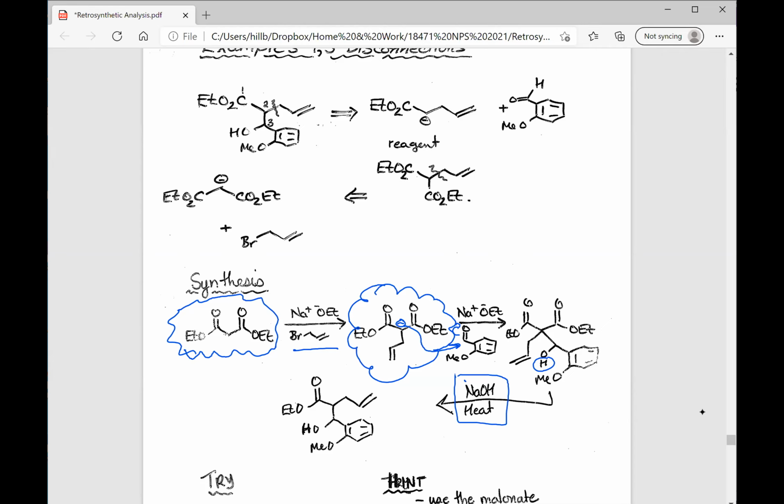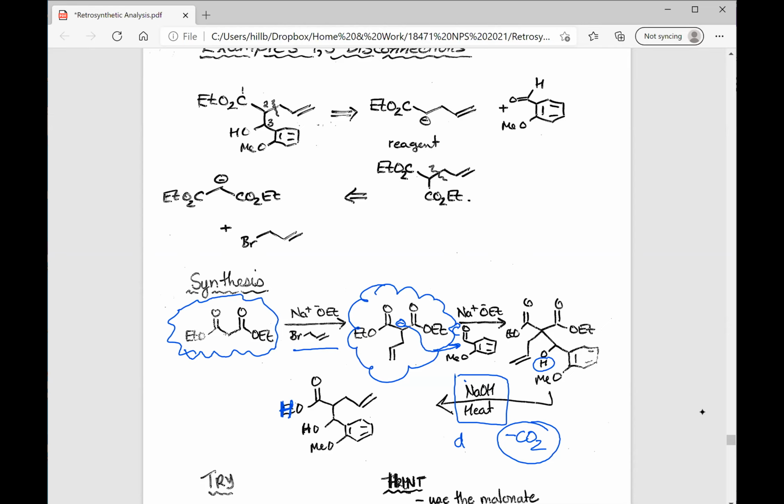This is what we call a decarboxylation reaction. So we are removing, and this should actually be an H, not an ester. This is removing one of the carboxylic acids. So yeah, there's quite a bit of stuff happening here.